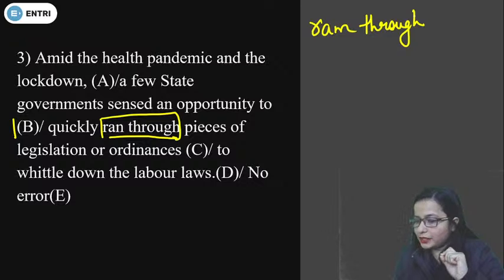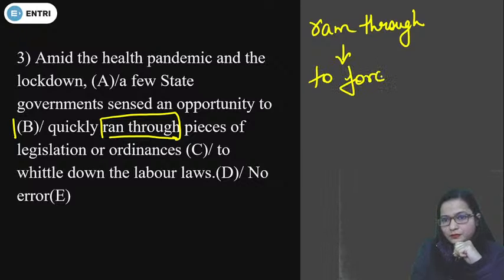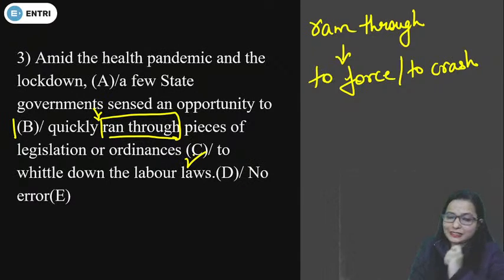Right? It should be ram through, not ran through. It means to force or to crash through something. So it should be ram through. Where is the problem? The problem is in C part. Clear? Yes?